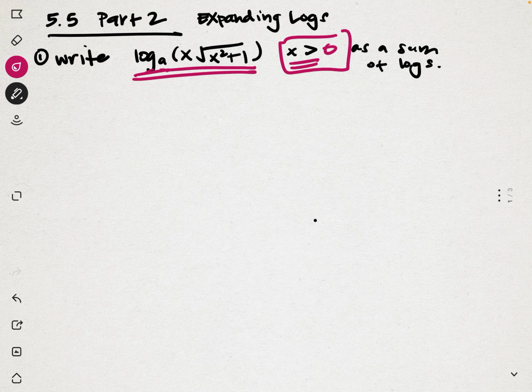So we're going to write it as a sum of logs. Remember, anytime we have a multiplication, which we do here, we have x times the square root of x squared plus 1, we can rewrite that. So we're going to write log base a of x, right? And then we're going to write an addition, and we're going to separate it. We're going to write another log base a, and we're going to do the second part, the square root of x squared plus 1.